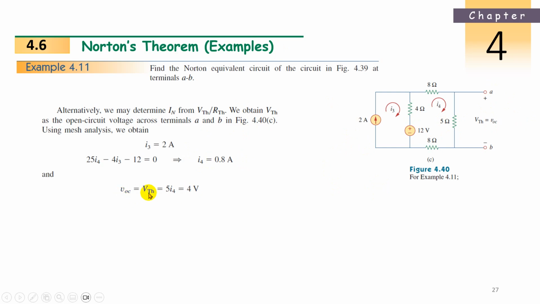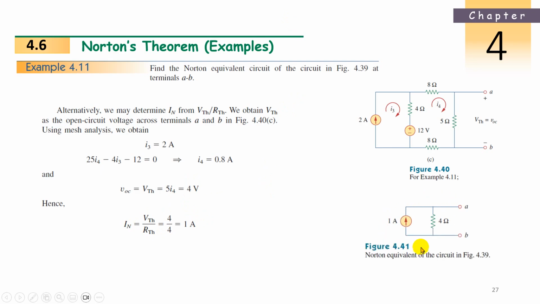So VOC is equal to VThevenin, which is nothing but 5 times I4, that is 5 into 0.8, it is 4 volts. Now find IN. So IN is nothing but VThevenin by RThevenin. VThevenin 4 volts and RThevenin what we calculated in the first step, that is 4. So 1 ampere, same case.